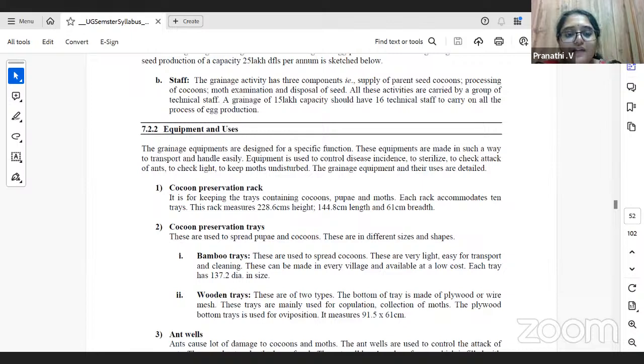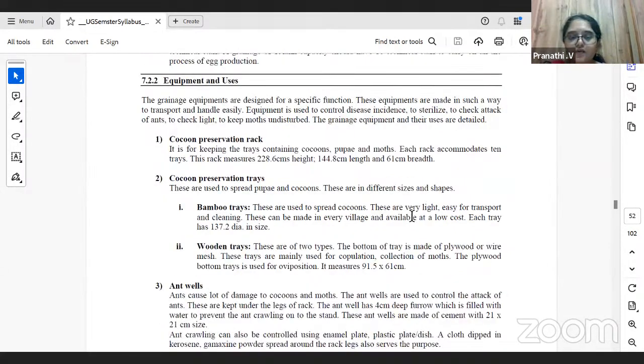So if it's a bamboo tray that is going to be used, this is going to be used to spread the cocoons. Very light, easy for transport, easy to clean, and it is low cost, that is cost effective. It can be made at any village for that matter, and they've given you the size of it.